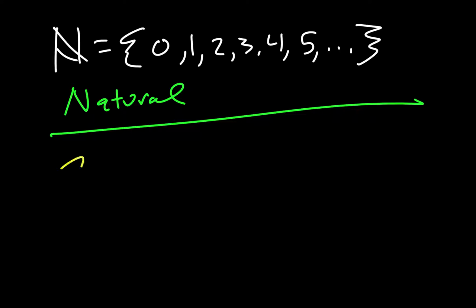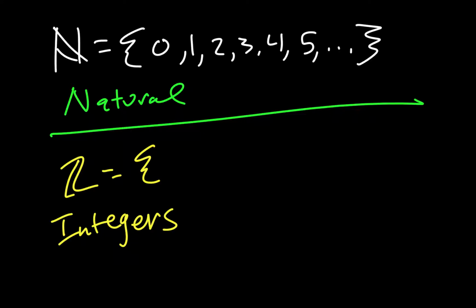Okay, then from there we can move up to the integers. And the integers are the counting numbers, 0, as well as the negative versions of those numbers. Your book writes it a little bit differently. So if you like how the book writes out the set, that's fine. You can use it that way.